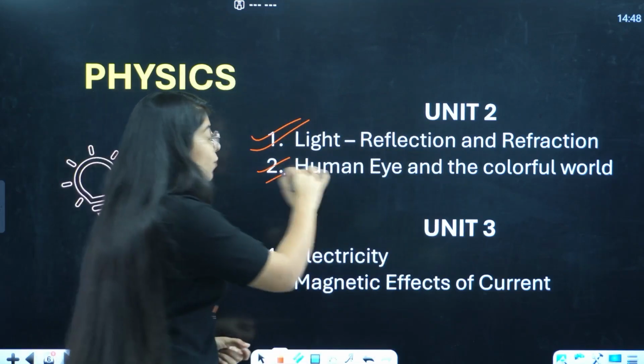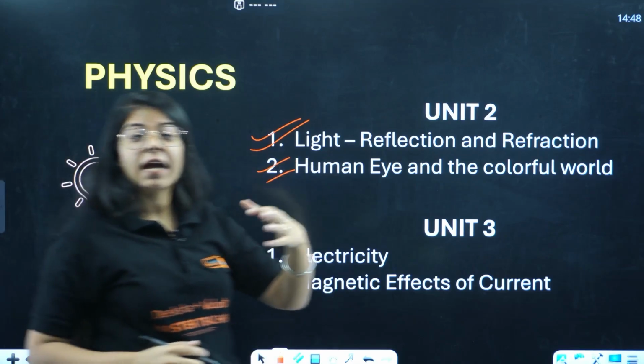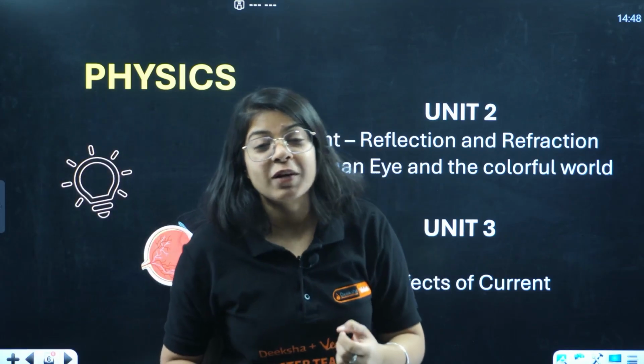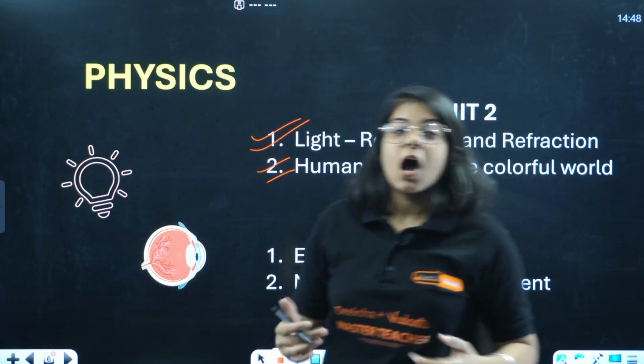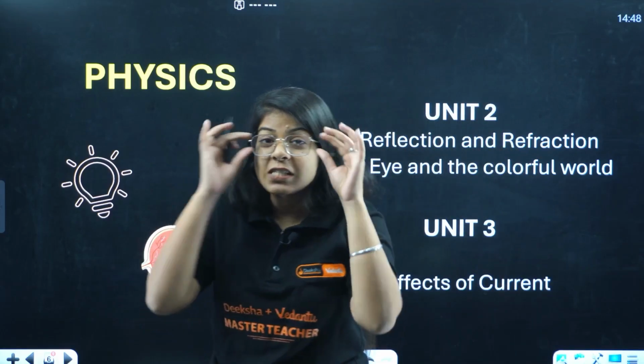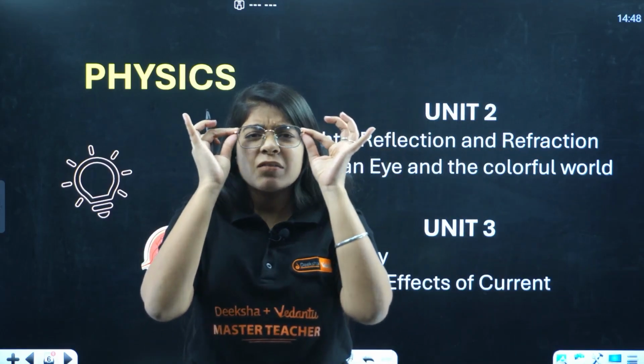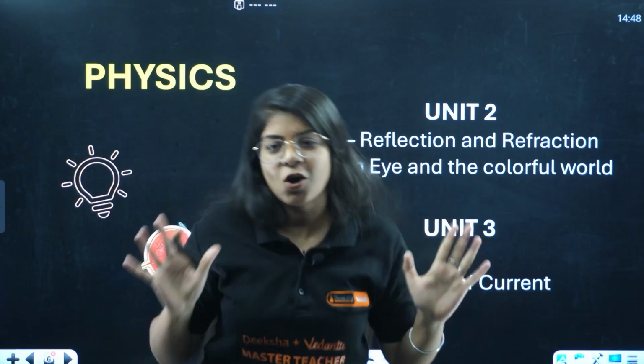Then we have the human eye. What is the functioning of the human eye? What are the parts of the human eye? What are their exact functions? How do we see objects? What are these lenses? Why am I wearing these specs? We will study all about that.